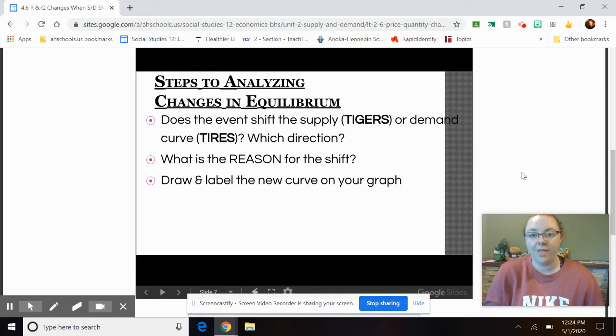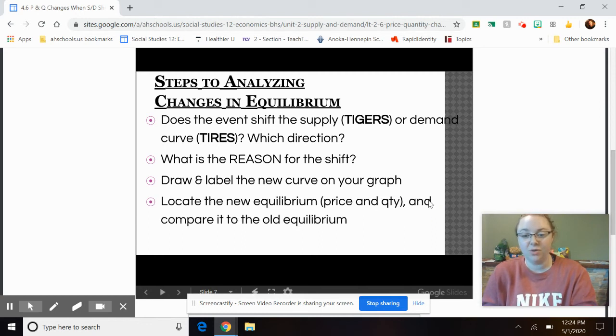If you don't know how to draw these graphs out, you need to learn that portion of it, okay? I cannot stress that enough. You need to draw and label graphs. You need to graph, okay? And then you need to locate where the new equilibrium is going to go. Show me where the new equilibrium is going to go, okay?